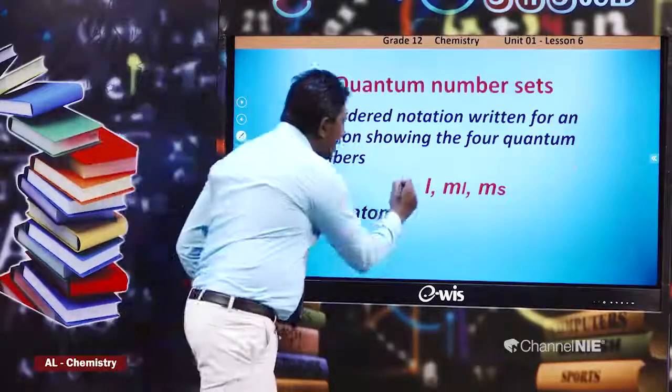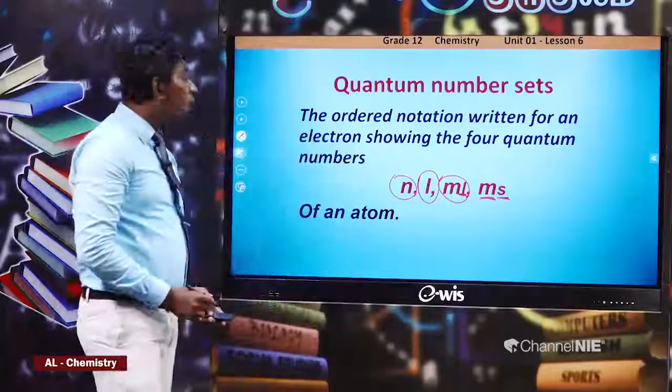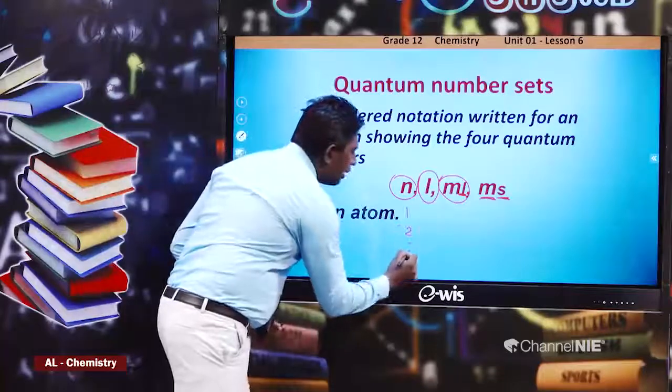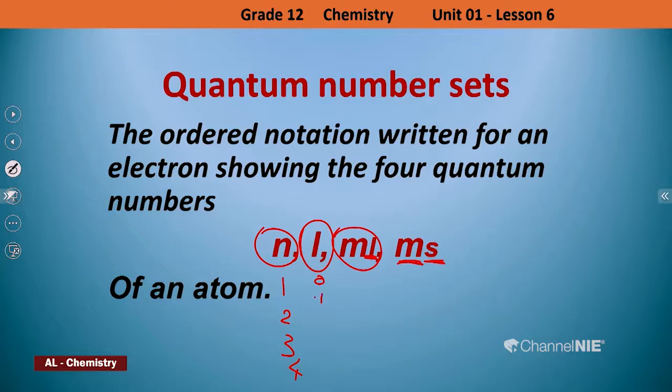So the first number is simply n, the principal quantum number. Second is simply l, the azimuthal quantum number. It is m with subscript l, so we call it the magnetic quantum number. Then m with subscript s, we call it the spin quantum number. So n could take any value 1, 2, 3, 4, 5 and so on. l could take the value 0 when it is s, 1 when it is p, 2 when it is d, and 3 when it is f.